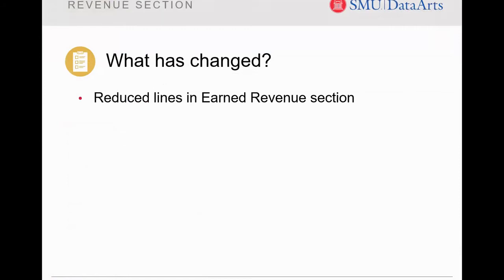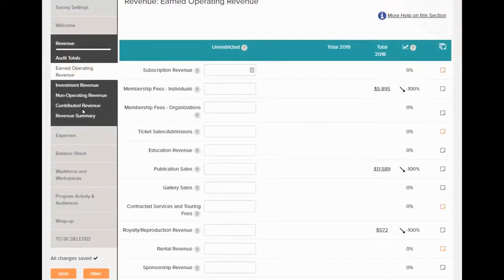So let's move on to what has changed in the revenue section. Even though the earned revenue section still exists, we have reduced the number of line items. So you'll see line items that are at a higher level with less detail between the lines. Here is a quick glimpse of the new earned revenue section. We also took a look at this on Tuesday.